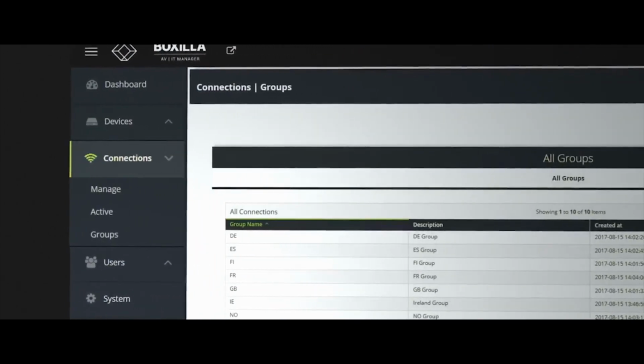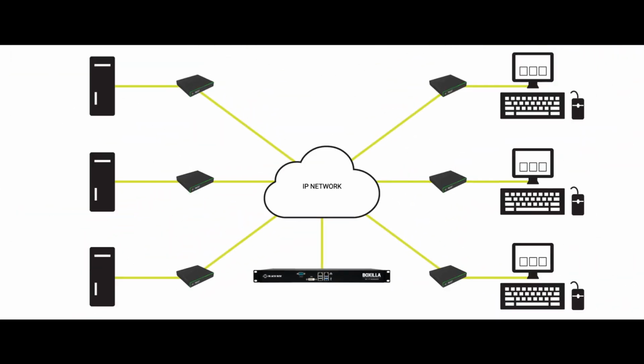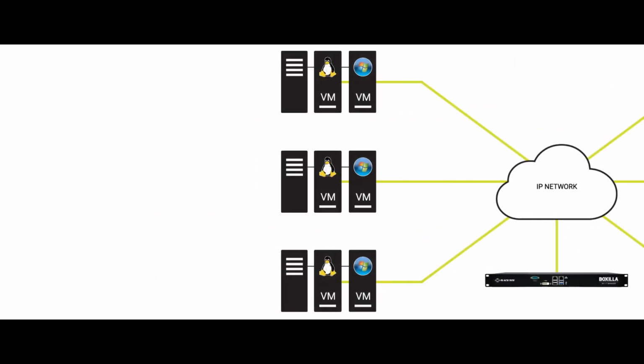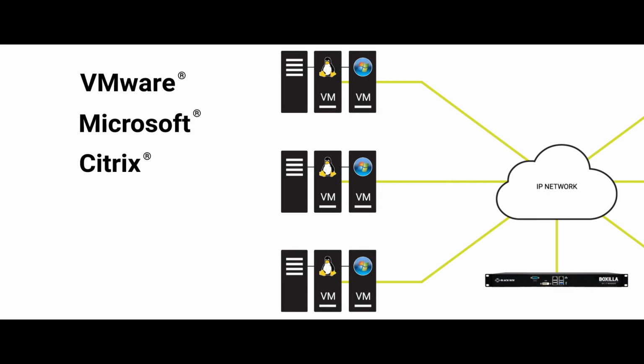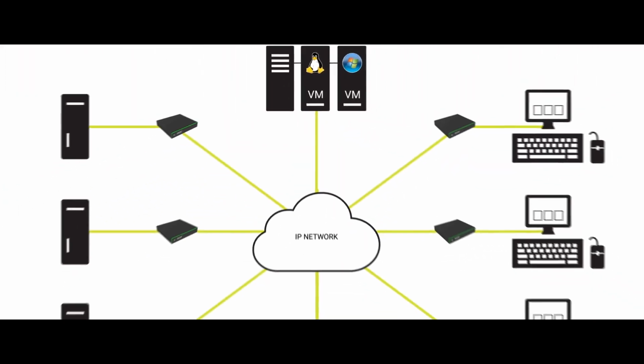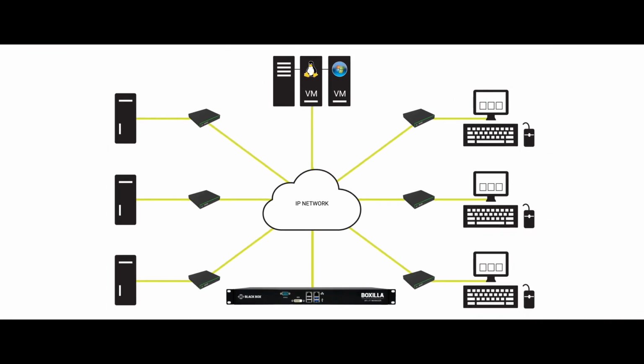Emerald simplifies access to both physical and virtual servers with virtual machine support for VMware, Microsoft, and Citrix using RDP 8.1, RemoteFX, and PCoIP. This offers you the flexibility to connect any combination of physical and virtual servers and user stations.